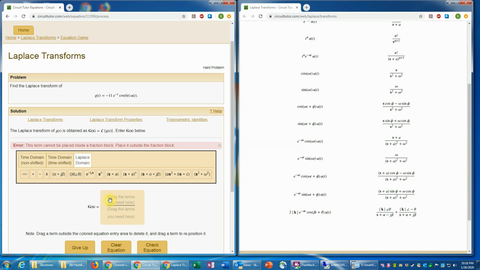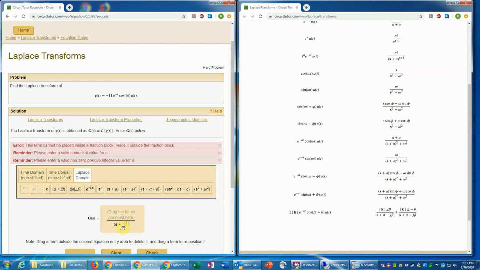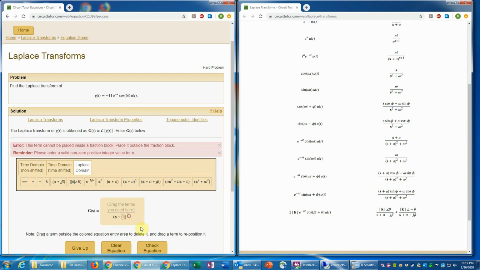Okay, and so we have our fraction template there, and we need the s plus a quantity squared in the denominator. So I'll bring this term down there, which will have that form. The a would be the coefficient of t in the decaying exponential as per the original template here. So that's just going to be 1 in this case. So the a is going to be 1, and then this is supposed to be squared. So we fill in the squared in that text box.